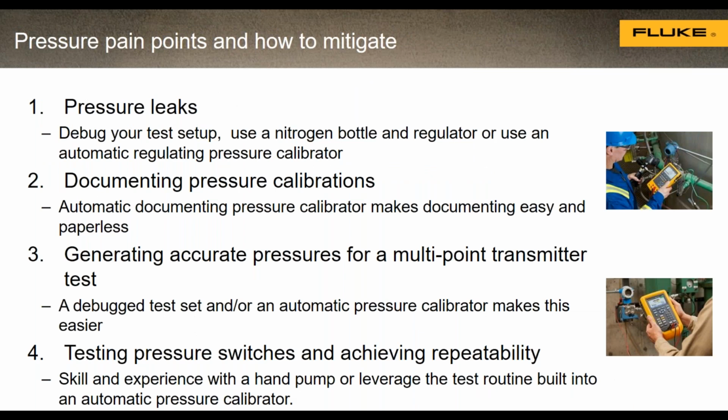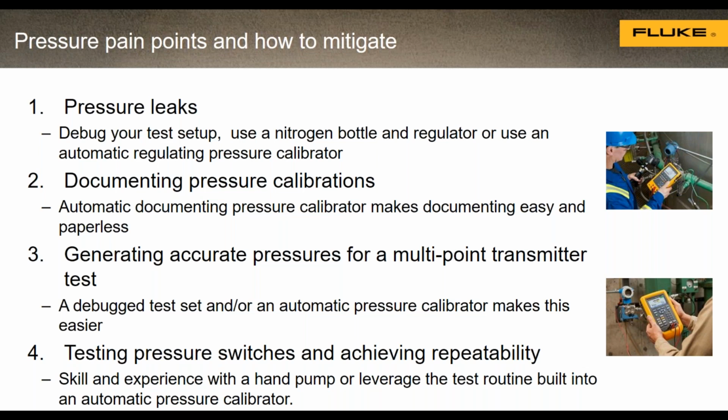So let's take a look at those 4 different pain points. The first one, again, pressure leaks. Make sure you debug your setup. Use something to mitigate pressure leaks, like a nitrogen bottle and regulator, or use an automatic regulating pressure calibrator, which automatically does all that for you.